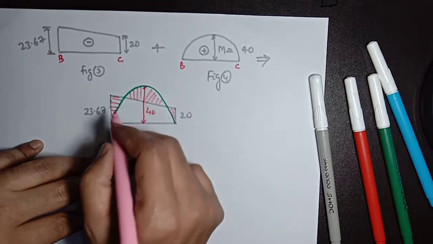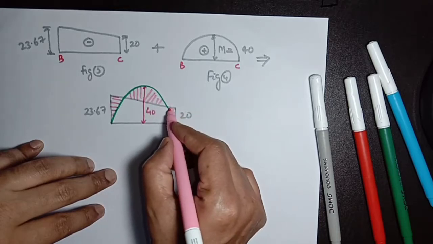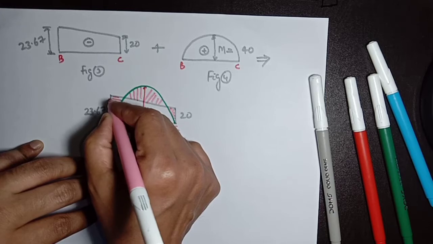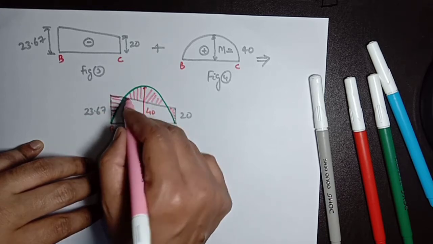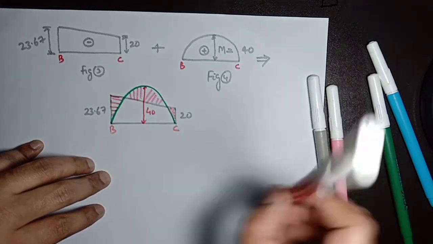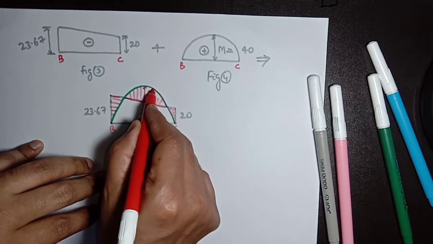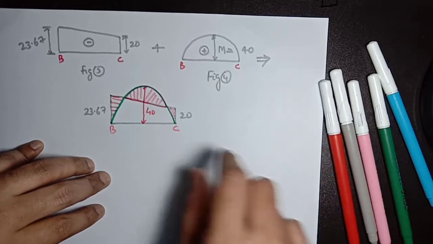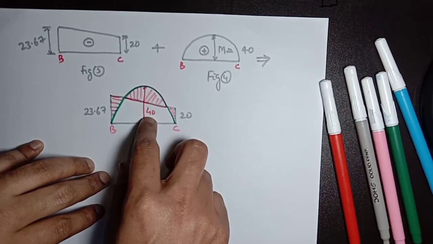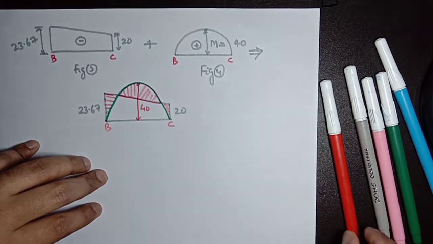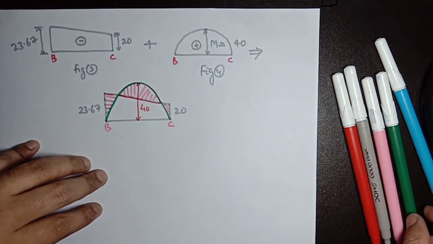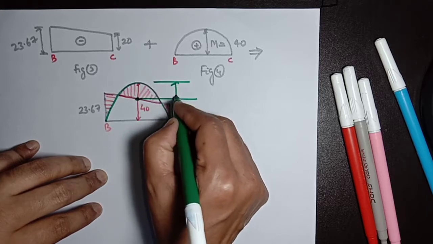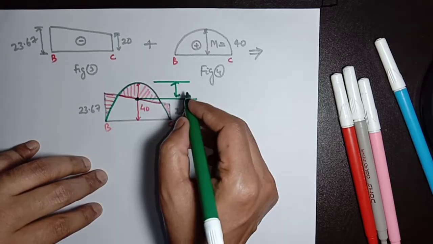This hatch portion will denote the support moment. This hatch portion will denote the support moment at C. At this point B, it will be the support moment, and at this span from here to here that I am drawing, this will be the span moment. So the calculated value of 40 will not be the final span moment. The final span moment value will be the maximum value. It will be here from here. This will be the final maximum support moment.